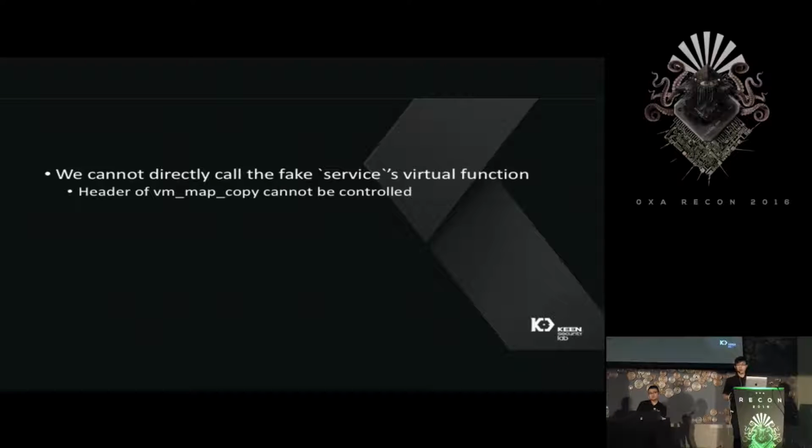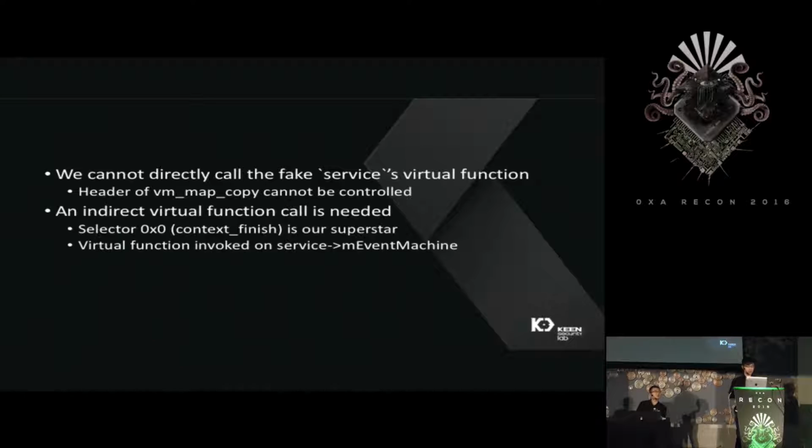because we know that the head of vm_map_copy is something we cannot control. It is determined by the vm_map_copy type itself, and we cannot use the head of it as a vtable address to locate some virtual function calls. So we need an indirect virtual function call, and the selector 0, the context finish function, is our superstar because it contains the indirect virtual function call in the service pointer, pointing to the IOEventMachine, and it will cause context finish.